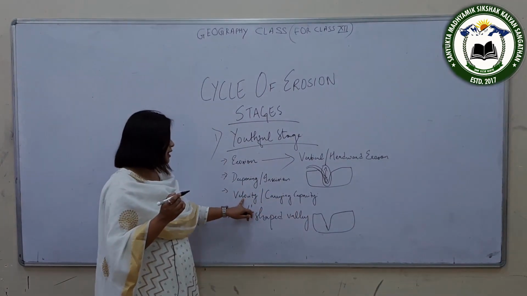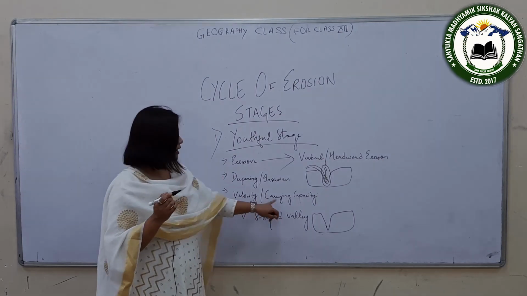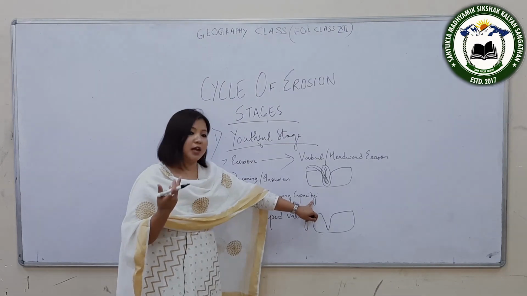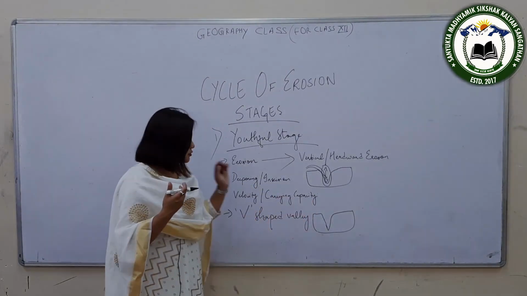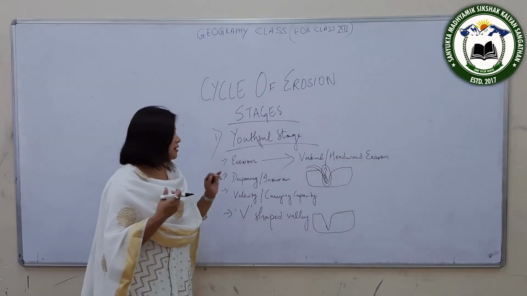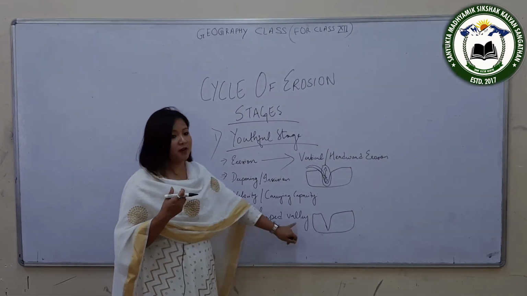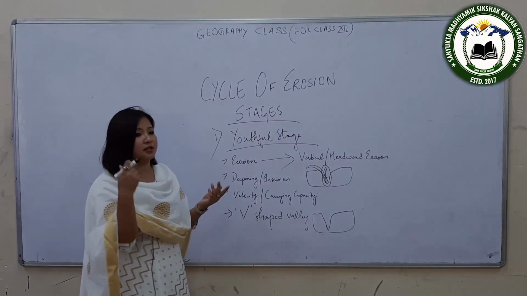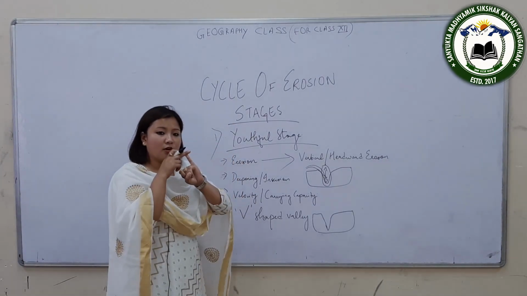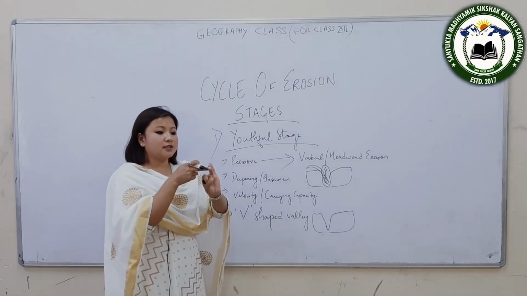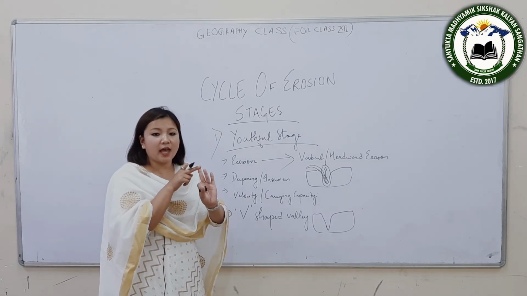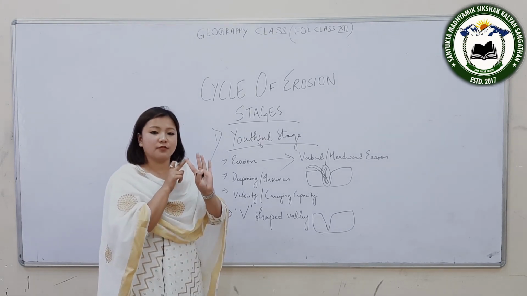So because of the steep slope, what happens? The velocity increases. So does the carrying capacity of the rivers or glaciers or whatever agents. So because of the carrying capacity and increase in velocity, what happens? There is the formation of V-shaped valley. So in a nutshell, what I would say is that the youthful stage is characterized with the onset of erosion, and there is vertical erosion which leads to valley deepening and it creates V-shaped valley.